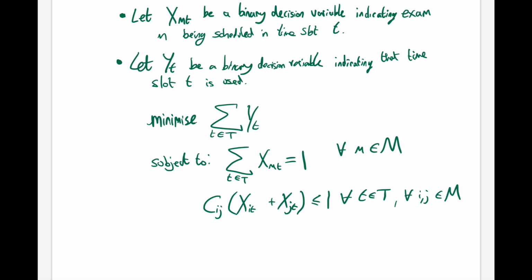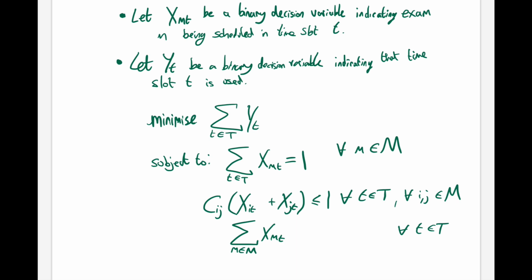There's one other thing we need to consider, and that is how do we relate xmt and yt? We want to make sure that we are setting yt to be 1 if at least one of the xmt's is 1 for that time slot, and that yt is 0 if none of the xmt's are 1 for that time slot. How do we consider that? Well, for a particular time slot, the number of modules that is scheduled on that time slot will be the sum over all the modules xmt for a particular time slot. That'll be the number of modules scheduled in that time slot.